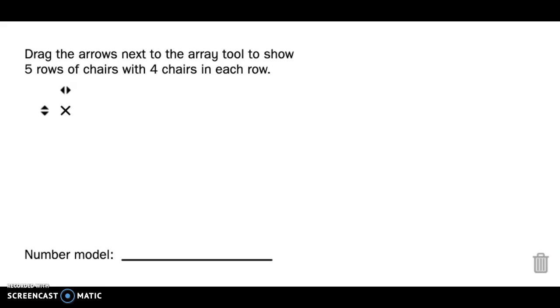All right, third graders, this is lesson 3-11, and you should have a separate sheet of paper out right now. Okay, it says drag the arrows next to the area tool to show 5 rows of chairs with 4 chairs in each row. And you will be drawing them out, so you need to show 5 rows of chairs with 4 chairs in each row, and you can represent the chairs with an X.